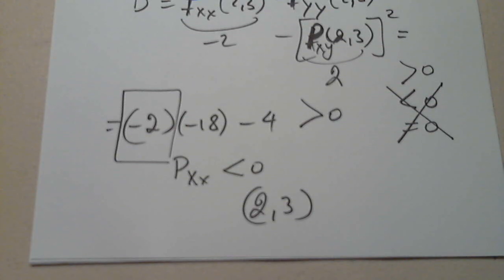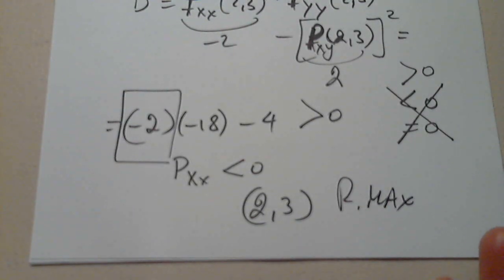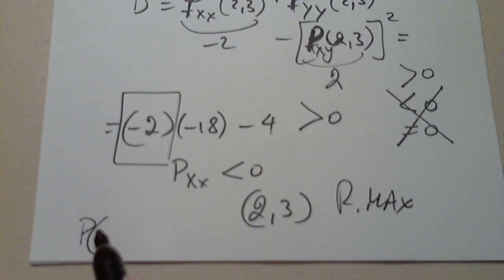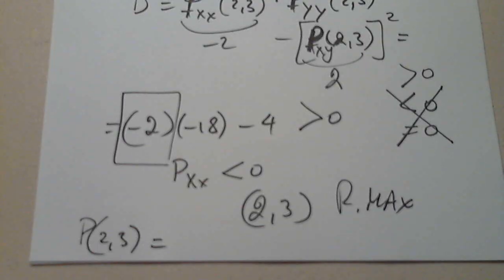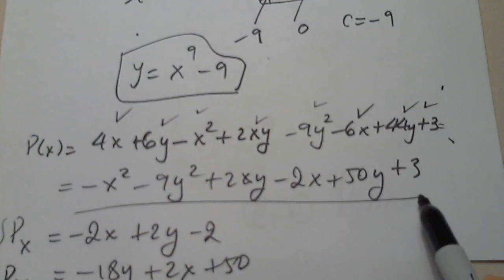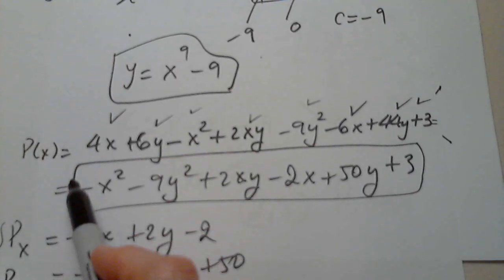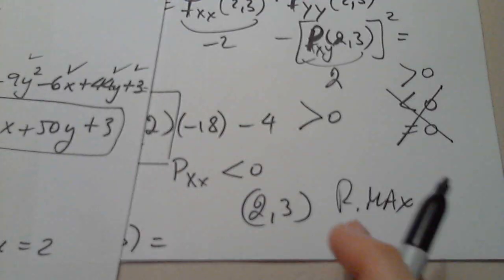(2, 3) will give a relative max, indeed. But what is it? I have no clue. I have to find p of (2, 3). So in this function, I have to replace x by 2 and y by 3.